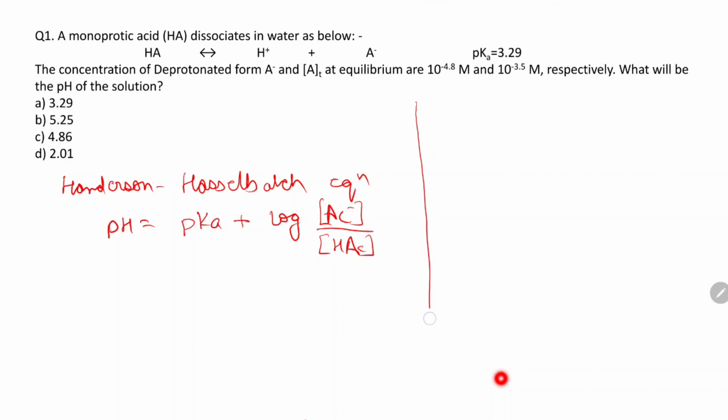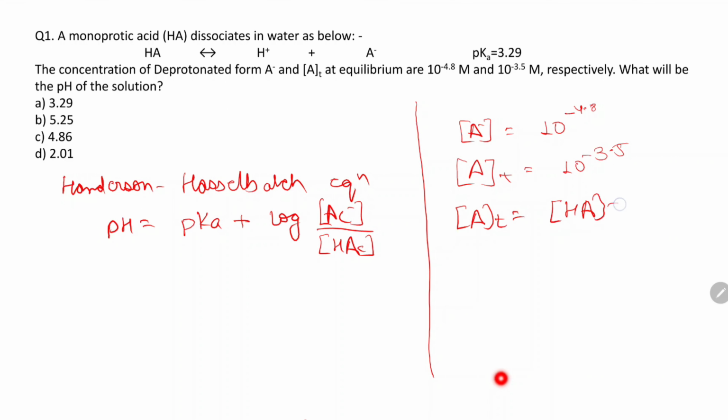Here in this question, we have been given the deprotonated form as 10 raised to power minus 4.8, and the total concentration of the acid is given as 10 raised to power minus 3.5. As we know, the total concentration is equal to the sum of the deprotonated form and the protonated form. So we can find the protonated form by subtracting the concentration of A minus from the total acid concentration.